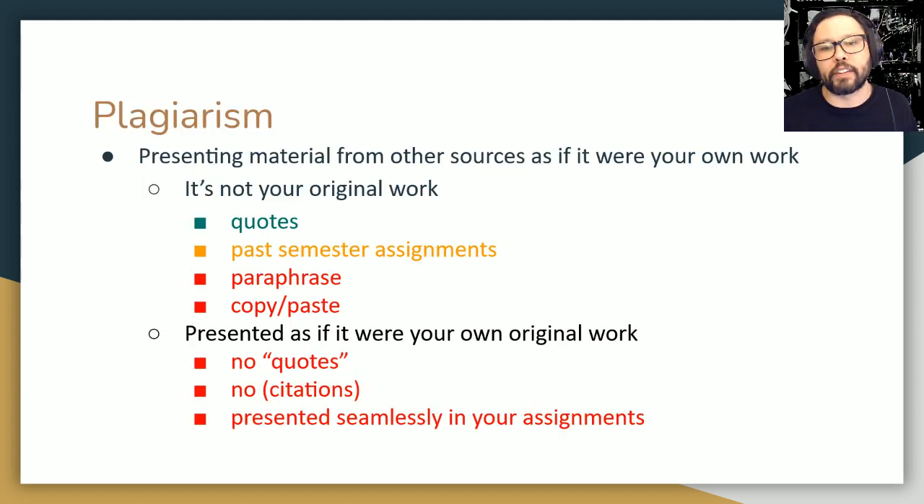Just to simplify this a little bit, the core of plagiarism is taking material from other sources and presenting it as if it's your own work. So there's two parts to this. It's work that's not your original work, but it's presented as if it's your original work. Sometimes it's okay to use work that's not your original work. For instance, when you're quoting some source, if there's some passage in one of the readings that you really like, you want to talk about that quote, go ahead and quote it. Put it in quotes. That's fine.